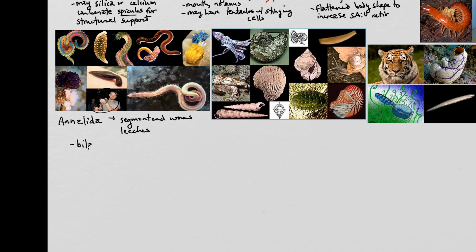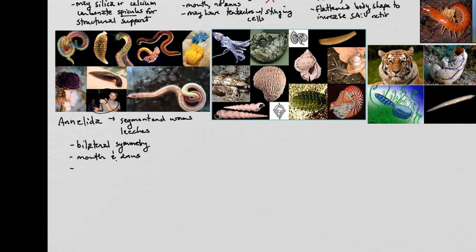Annelidans have bilateral symmetry. They have a separate mouth and anus, which means that food comes in one and leaves out of the other. And they have ringed segments. So these segments go all the way around their body. And these segments are specialized. So some segments perform a different function than other segments.